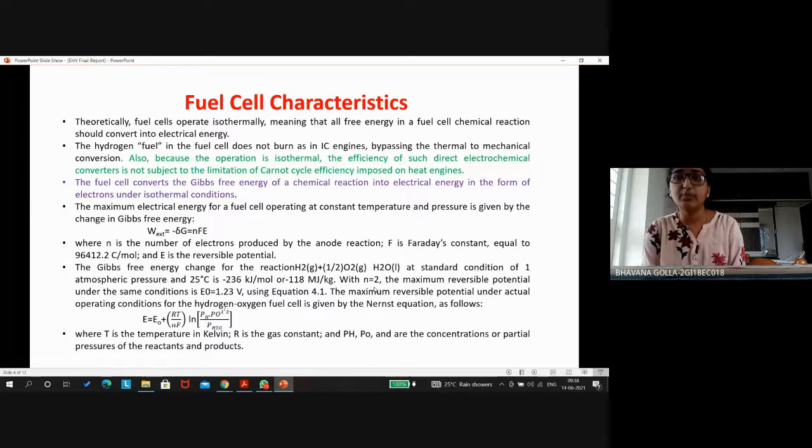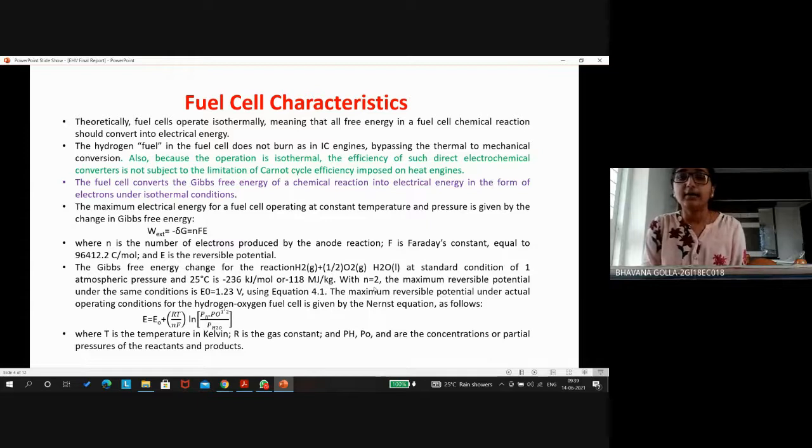So the maximum reversible potential can be found by the Nernst equation. E is the potential we are finding, and E naught is the potential at standard condition, that is 1 atmosphere and 298 Kelvin, plus RT by nF ln of partial pressure of hydrogen times partial pressure of oxygen, divided by partial pressure of water. R is the universal gas constant, whose value is 8.314 joule per Kelvin per mole, n is the number of electrons involved, F is the Faraday's constant, and T is the temperature that we have taken.